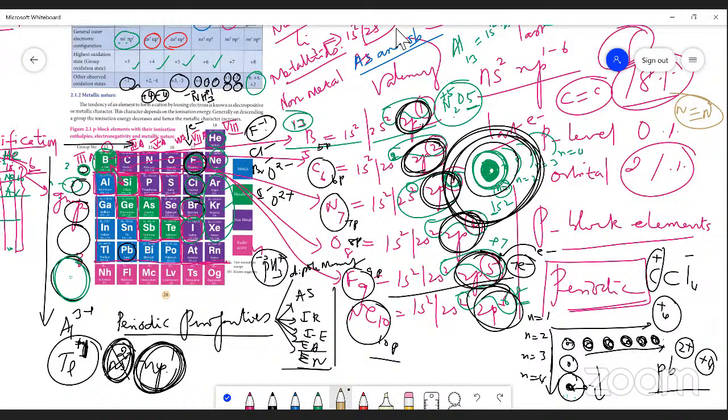So now we have discussed many points regarding the periodic table, especially the p-block elements, and I have given a very detailed report on it. Tomorrow we are going to study all the characteristic properties of the p-block elements. Thank you.